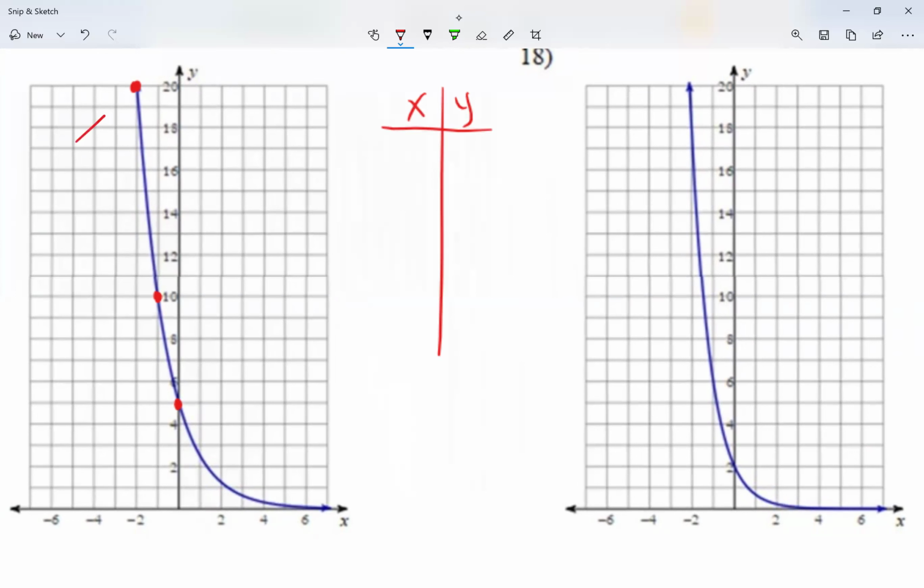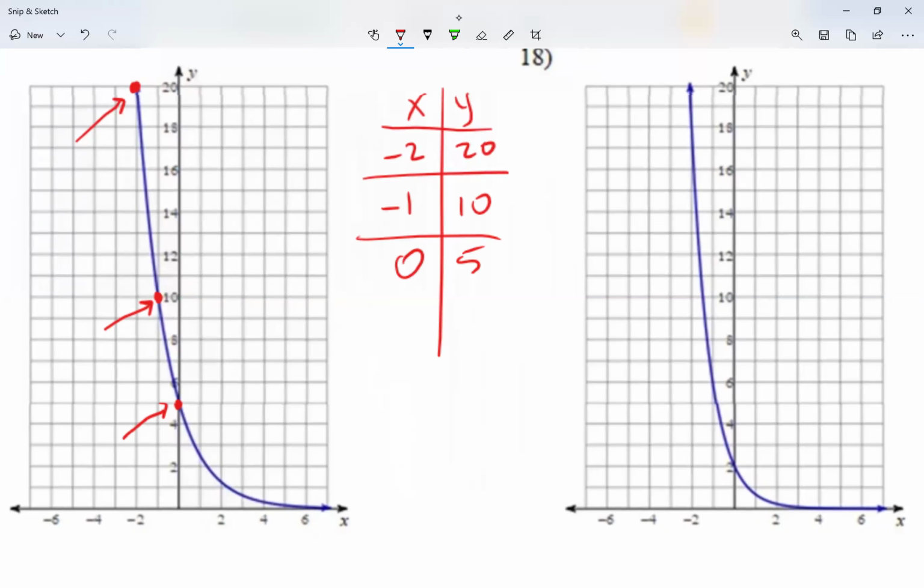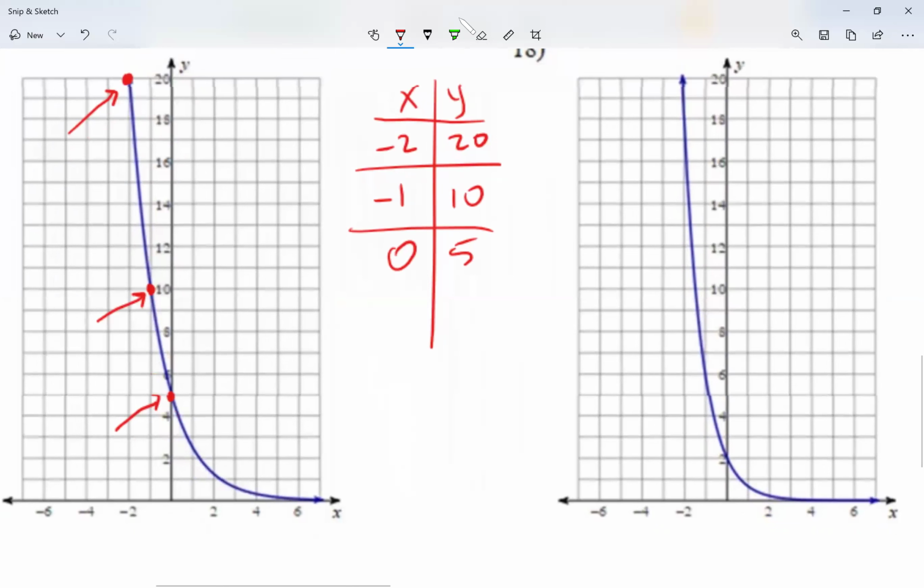My first point is negative 220. Good. My next point is negative 110. My other point is 0, 5. That's all I can get. I cannot find the coordinates of any other point. Okay, but I think I can go.